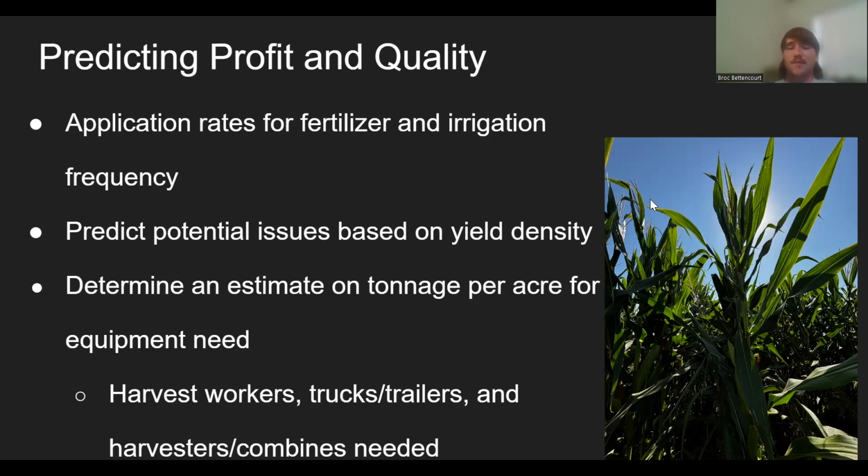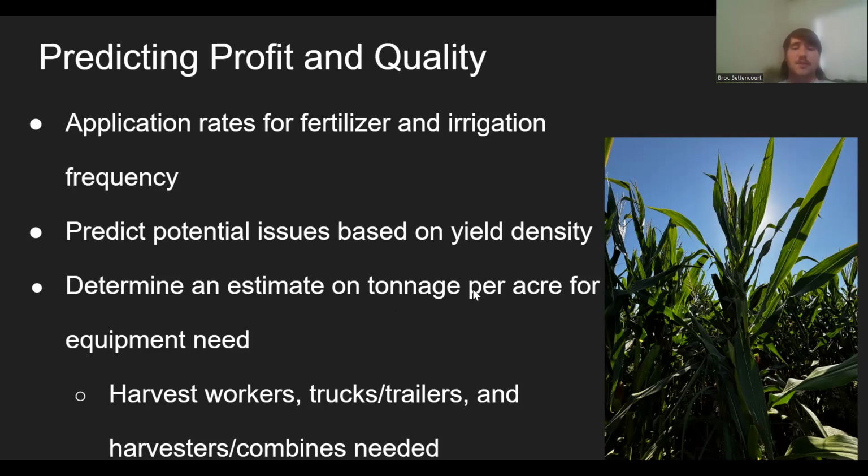If it would be a very high density, we might have to go through and trim some of those off just to allow for airflow and better nutrient uptake as well as water uptake. And then we can also determine an estimate on tonnage per acre for the equipment needed.